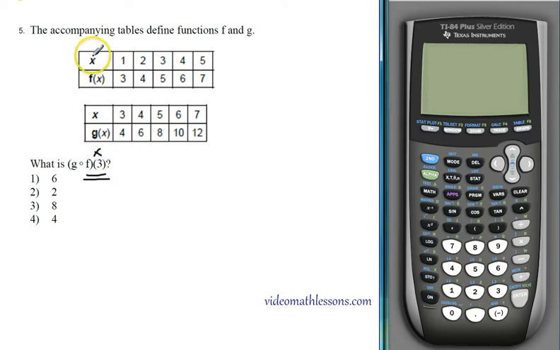So you go up to the x value. Now we're in the f function. Go to 3. That's my 3. What is f of 3? Well, it gives me a 5. So now they're asking what is g of 5? Well, go to the g table. x is 5 this time. Once again, we're looking right here. So my final answer will be 8, which is choice 3.